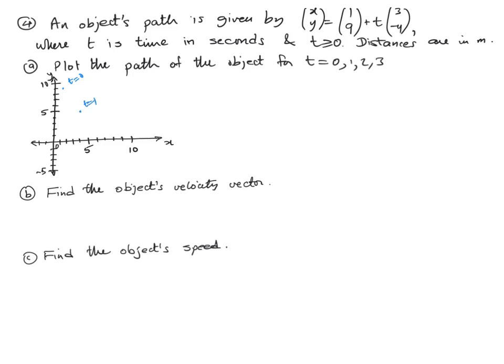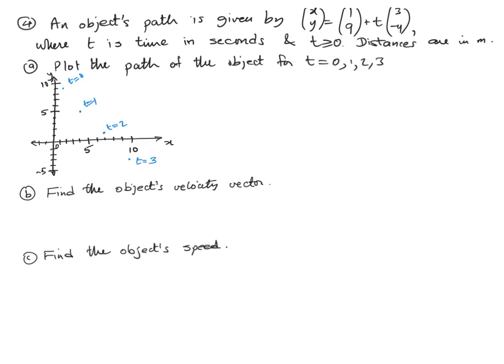And then when t equals 2, I get 1, 9 plus 6, negative 8. So it becomes 7, 1. So 7, 1 is about there. That's the t equals 2. And then finally t equals 3, I get 1, 9 plus 9, negative 12. So it's going to be 10, negative 3. So that's about right there. So that's a t equals 4. Oh, sorry, t equals 3.